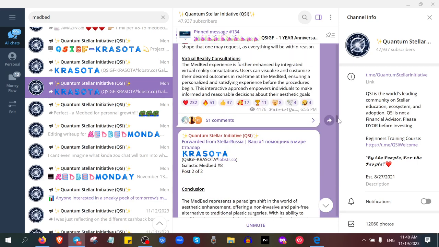And virtual reality consultations. The Medbed experience is further enhanced by integrated virtual reality consultations. Users can visualize and customize the desired outcomes in real time at the Medbed, ensuring a personalized and satisfying experience before the procedures begin. This interactive approach empowers individuals to make informed and reasonable decisions about their aesthetic goals.